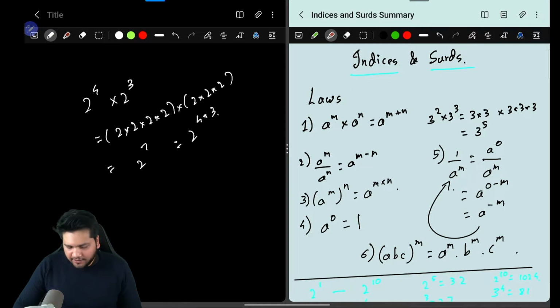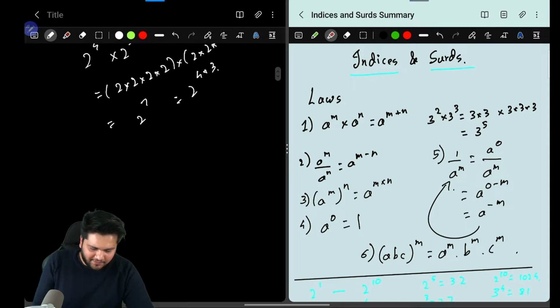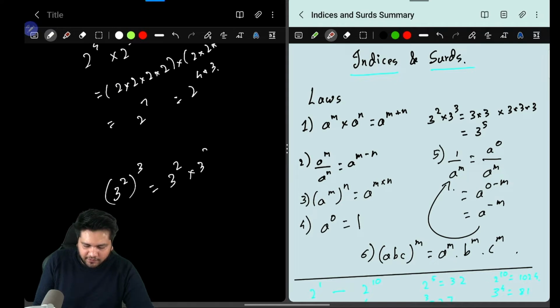Similarly, you can try out a to the power of m upon a to the power of n is nothing but a to the power of m minus n. Now, also if I have a to the power of m to the power of n is nothing but a to the power of m into n. Again, we can take an example. So for example, if I have 3 to the power of 2 to the power of 3, this is nothing but 3 to the power of 2 into 3 to the power of 2 into 3 to the power of 2, which is nothing but 3 to the power of 6 according to our first law.